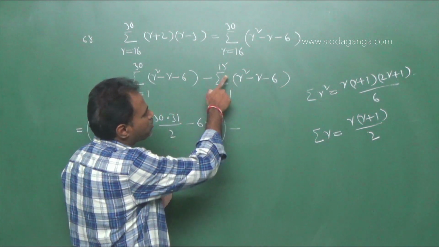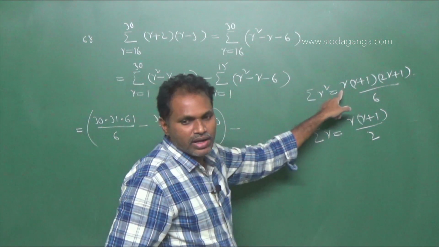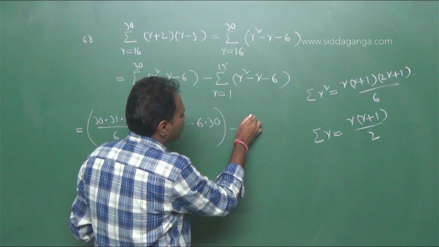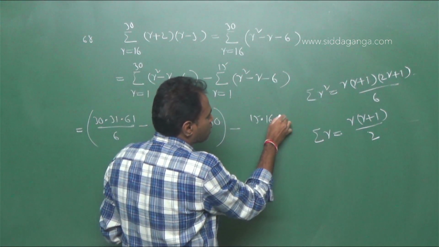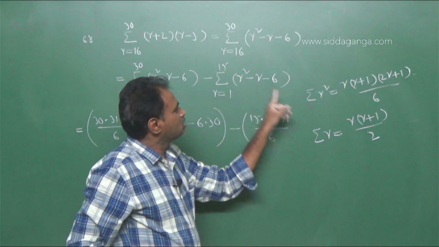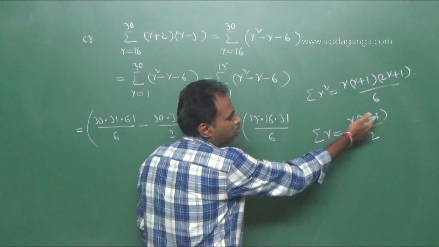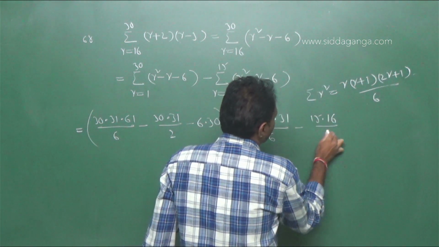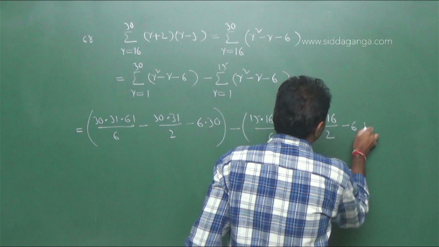Minus sigma r equal to 1 to 15. In this formula, r equal to 15, you substitute. Sigma r square means r into r plus 1 into 2r plus 1 by 6. Therefore, 15 into 15 plus 1, 16, into 2 into 15, 30, 30 plus 1, 31, divided by 6, minus sigma r. Sigma r means r into r plus 1 by 2, so 15 into 16 divided by 2. Next, minus 6 into r, where r value is 15 here.